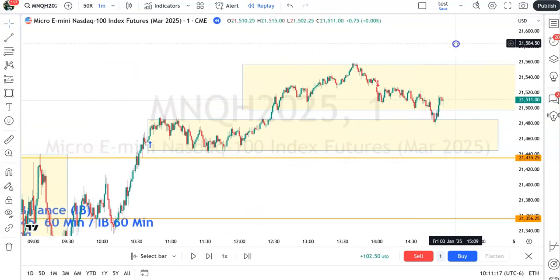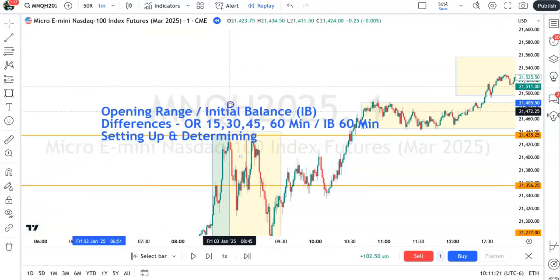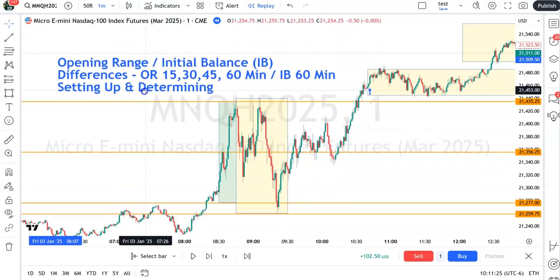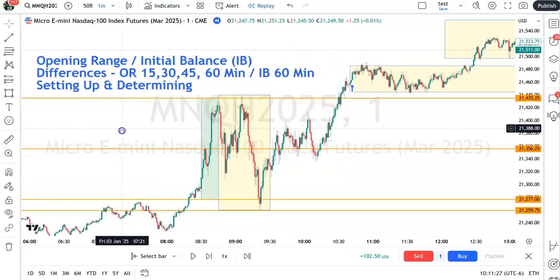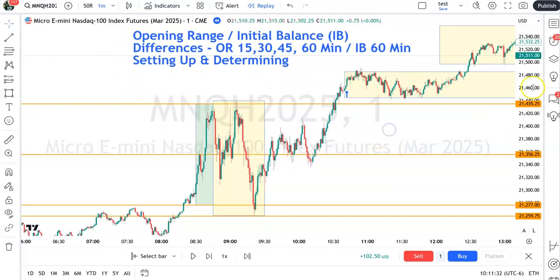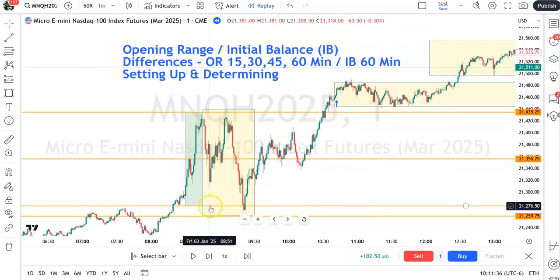Okay, so here's what I'm recommending to all of you: start to add the opening range. I'm not telling you what to do, this is what I do. I have to be careful with that because, like I said, I'm not a financial advisor. This is just for educational purposes, but I think it can help you.